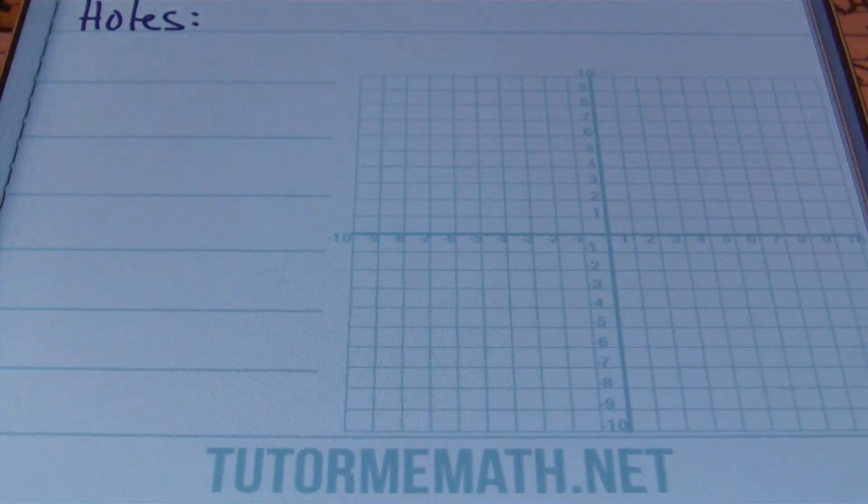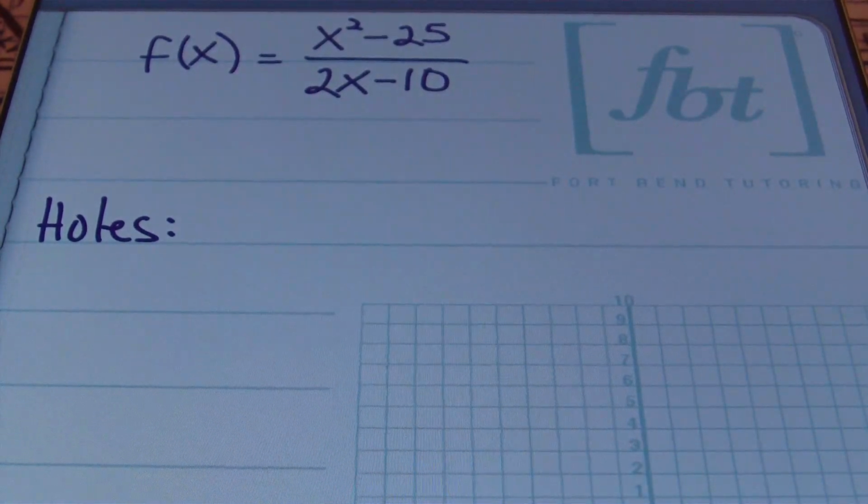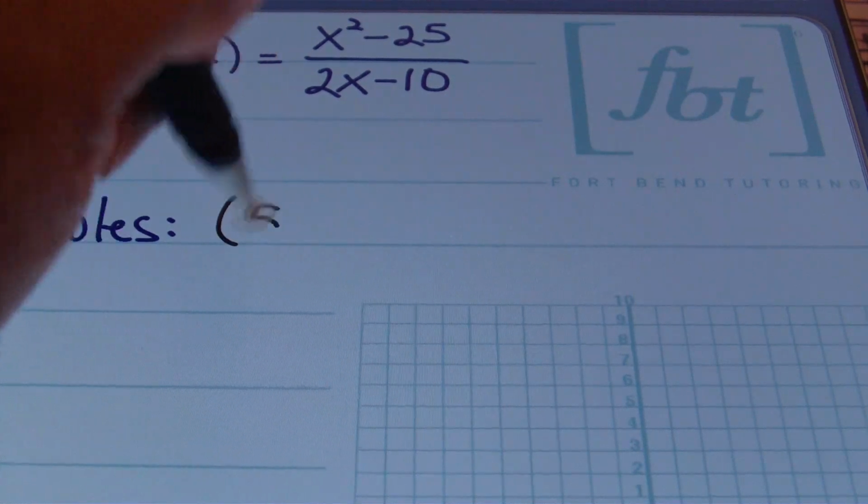Moving on to graph. We have our original function, f of x equals (x squared minus 25) divided by (2x minus 10), and we know the hole is going to be at (5, 5).